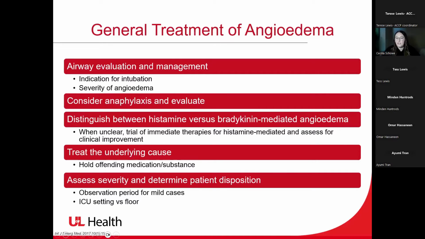And when it is unclear, we're going to trial those immediate therapies for histamine mediated. So our epinephrine, steroids, antihistamines, and really assess for that clinical improvement. If we see improvement, we're likely going to lean more towards our histamine mediated side. And then if we don't see an improvement, it's more going to be that bradykinin mediated angioedema. Obviously, we're going to treat the underlying cause, so holding any offending medications or substances that could have potentially caused this, and then really trying to assess severity and determine our patient disposition. So do they just need an observation period down in the ED for more of our mild cases, or do they need to be admitted to the ICU for patients who are potentially intubated, or can they just go to the floor for maybe an overnight obs as well?